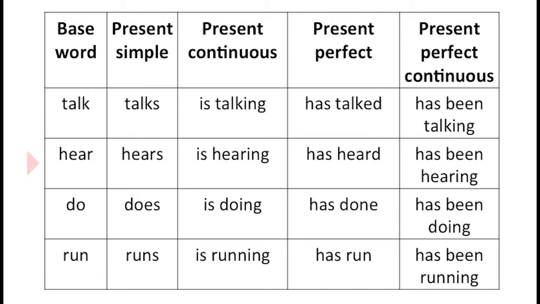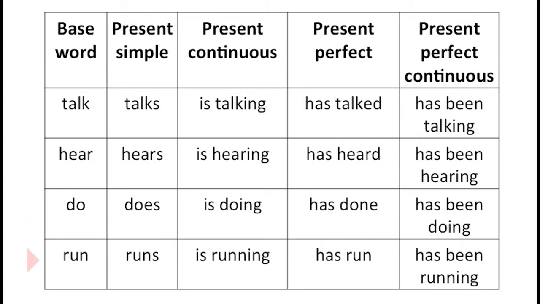Hear, that is a base word. In the simple present, it becomes hears. In the present continuous, it is hearing. In the present perfect, it is has heard. In the present perfect continuous, has been hearing. Do, base word. Present simple, does. Present continuous is doing. Present perfect, has done. Present perfect continuous, has been doing.